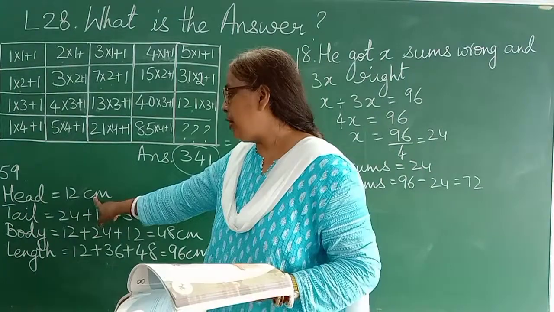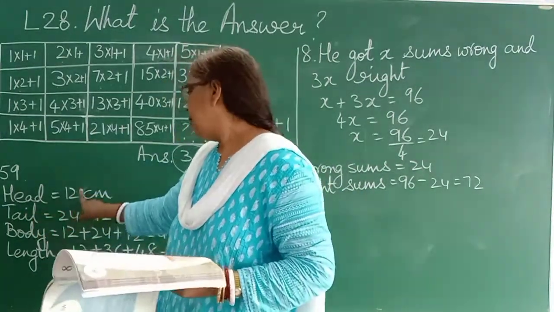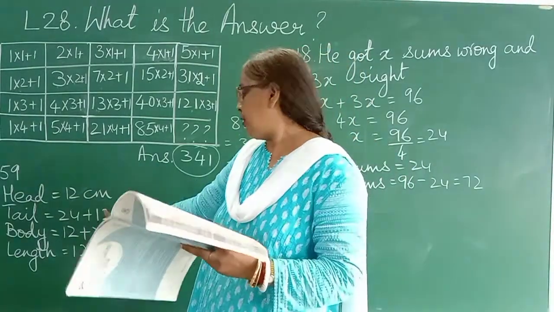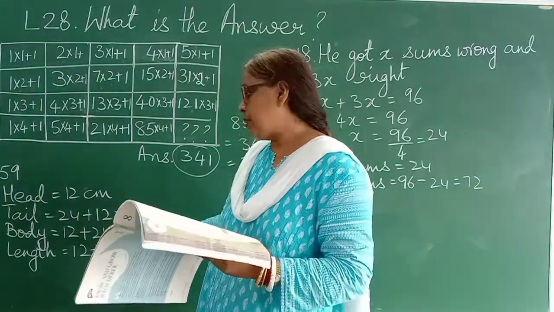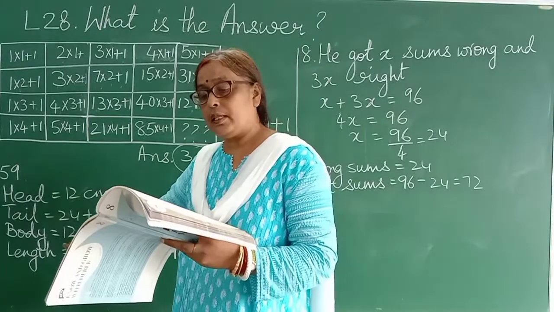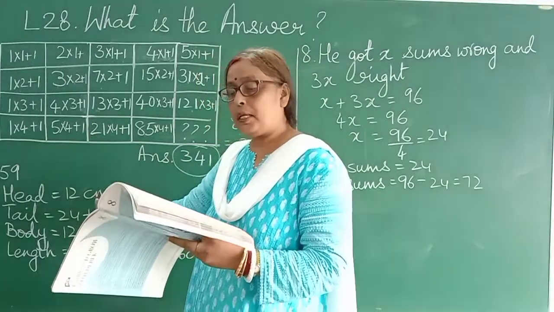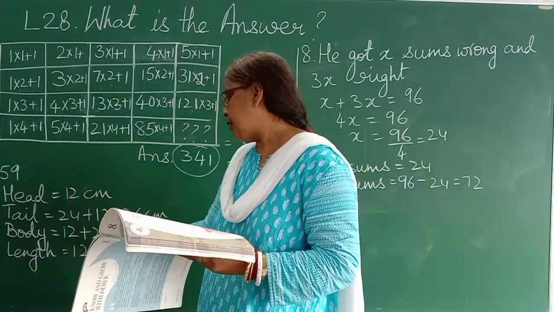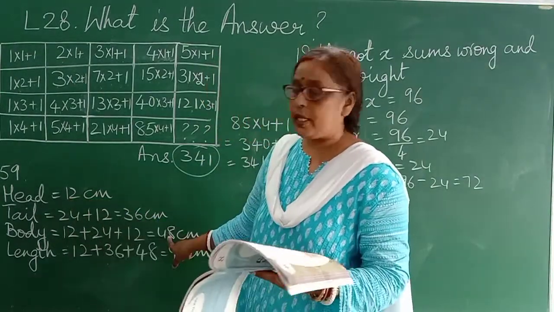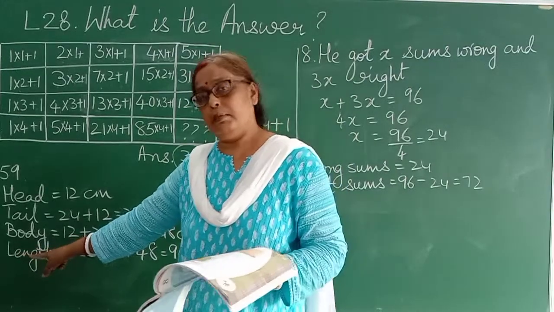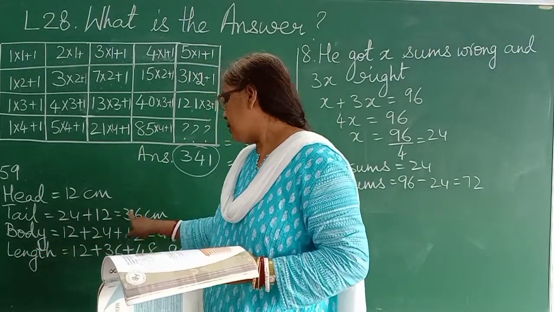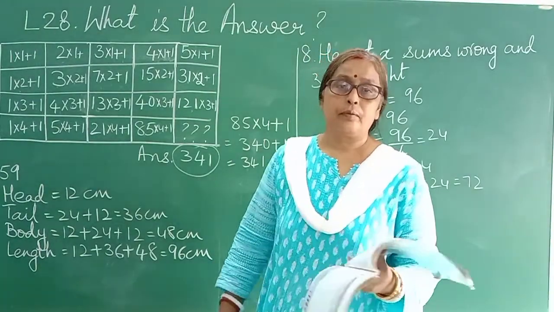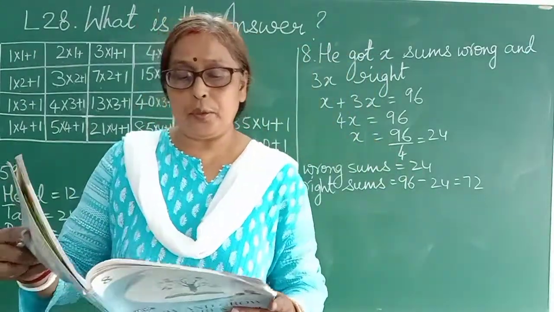Now head is 12, tail is head plus half of the size of the body, 36. Now the size of the body is head plus tail. Head is 12 and this is 36. So we get 48. Now the total length of the bird is 12 plus 36 plus 48, that is 96 centimeters. Hopefully these questions are clear to you.